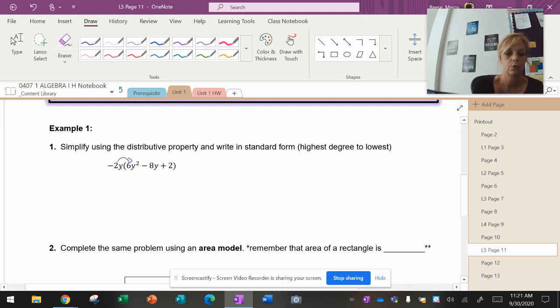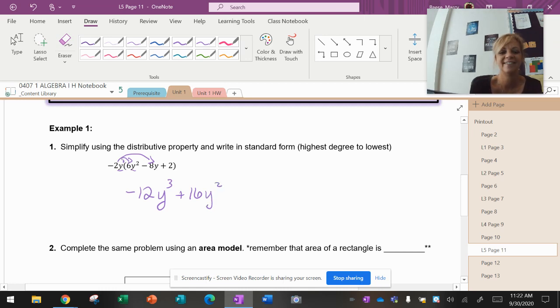So we're going to do negative 2y times 6y squared. Remember, when you do this, you take the coefficients. So you take negative 2 times 6 and you multiply. And then, because they both have y's, this is y to the first, remember, you take the y's and you add their exponents. So 1 plus 2 is 3. Okay? Then I'm going to do that to the next term in that trinomial. I'm going to do it again. So I'm going to take negative 2 times negative 8 is positive 16. And then y to the first times y to the first is y to the second.